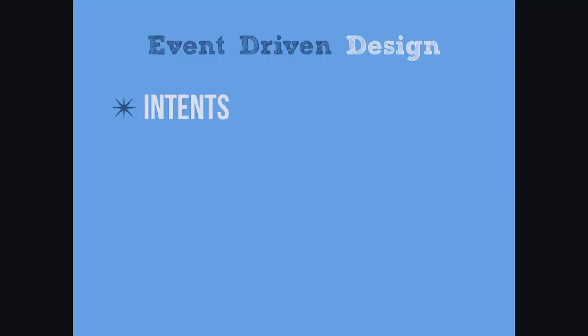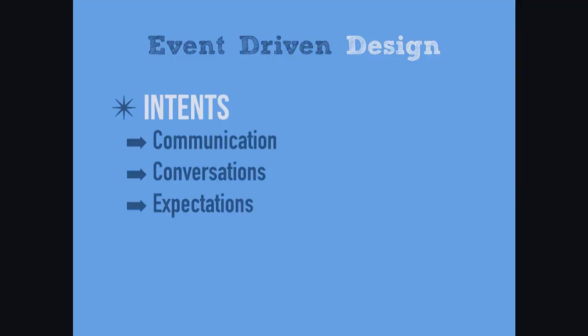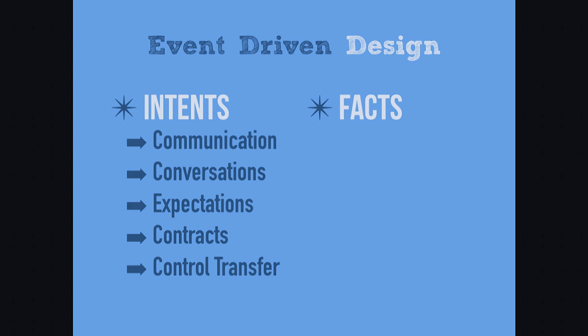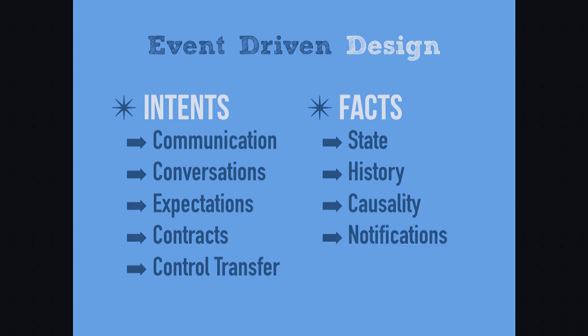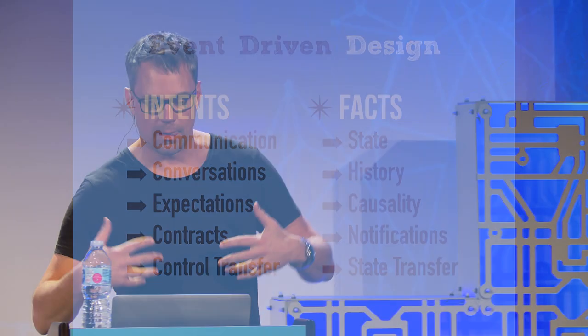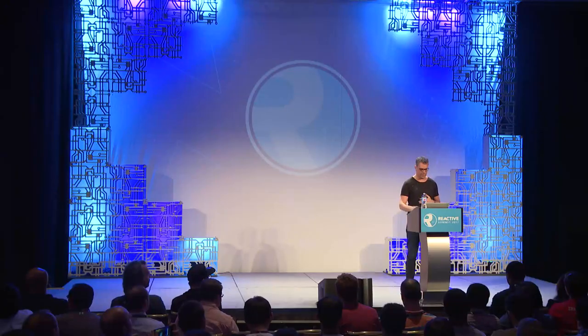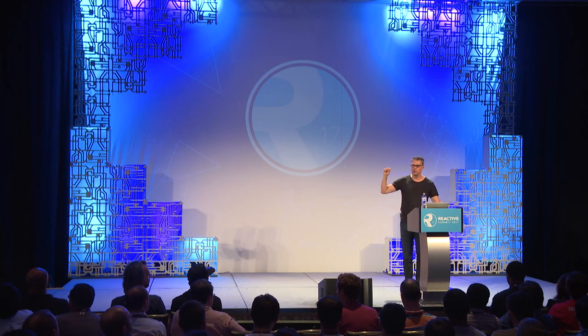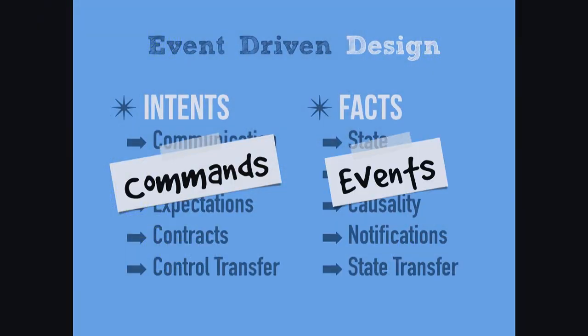First, intents. You look for things like communication, conversations, expectations, contracts, transfer of control across contexts, for example. And then facts. Looking for things like state history, causality in the system, one event leading to the next, event notifications, and also state transfer. So these are some things that you can try to brainstorm around and try to categorize. And often the intents become your commands, and the facts become your events, okay?